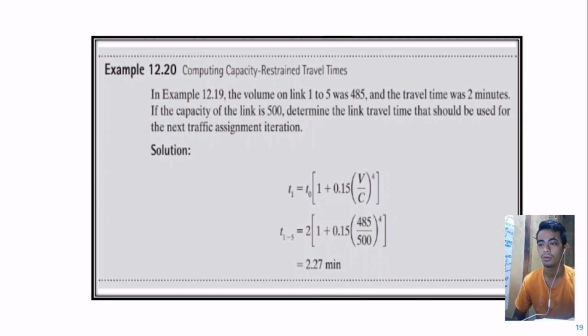We got 2.27 minutes. So, the link travel time that should be used for the next traffic assignment iteration is 2.27 minutes. That's all. Thank you.